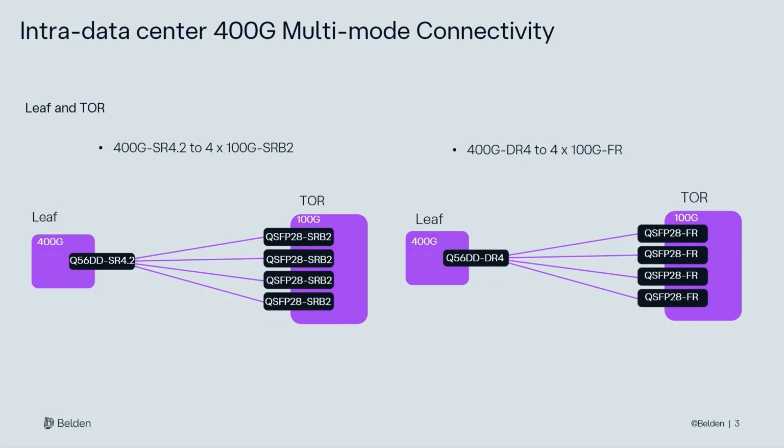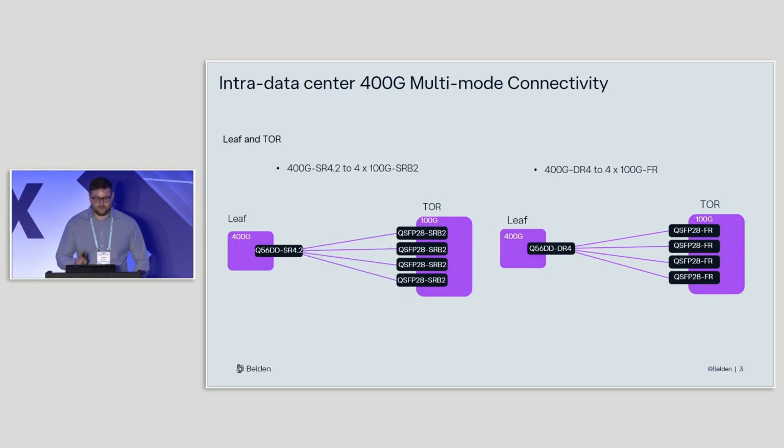So the common deployment, especially with the leaf and top of rack, is the DR4 connecting to the 100 gig single lambda optics. And the main thing to consider with the 100 gig side of the optics is that they do need to be single lambda, because on the 400 gig side, it is the 4 times 100 gig PAM4. A common mistake is that they try to connect it to the 100 gig LR4, which is 4 times 25 gig NRZ. So we get that question quite a lot.